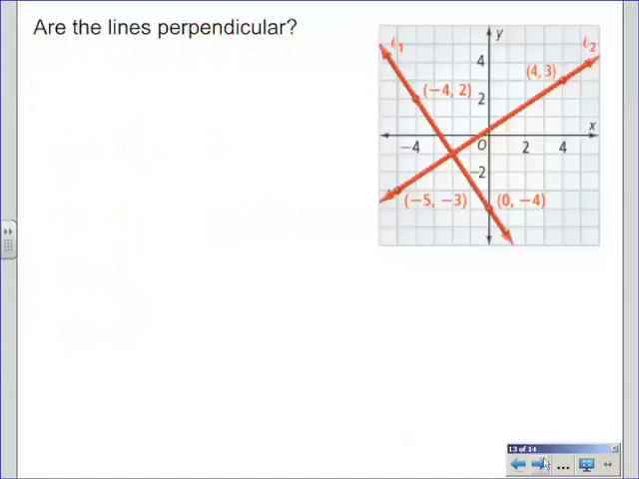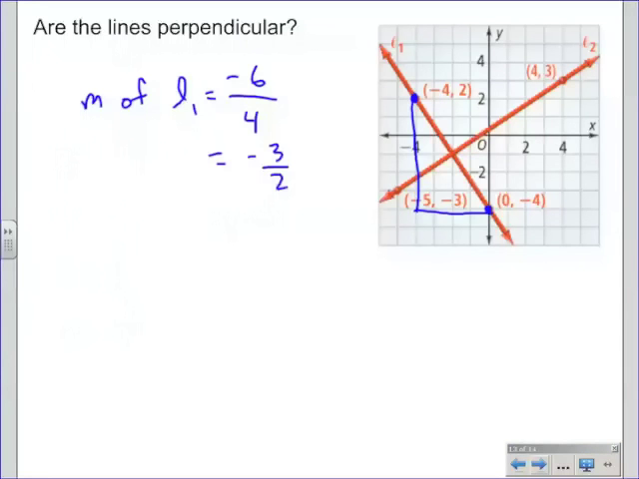Are these two lines perpendicular? They look perpendicular, but let's calculate the slopes just to be sure. So the slope of L1, here's my first point on L1. There's my second point. Slope triangle. I'm going down 1, 2, 3, 4, 5, 6. I'm going to the right 1, 2, 3, 4. Simplify my fraction and divide both of them by 2, so I get -3/2.